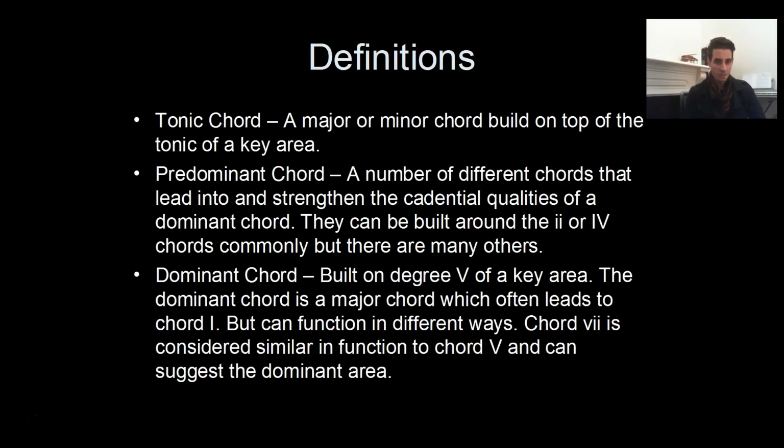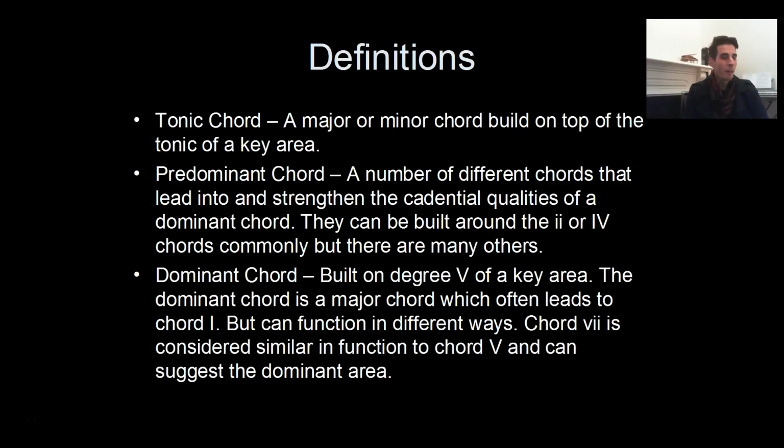Then we have the predominant chord, and there are a number of different predominant chords, and these are simply a broad term for chords that come before the dominant chord. Commonly these are chord 2 and chord 4, but there are many others, including chord 6, and we'll talk about chord 6 a little bit later on in this screencast in particular, but other chords of the scale that come before chord 5. The dominant chord, which is chord 5, of course, which resolves or leads back towards chord 1. So we get this nice little cycle of harmony.